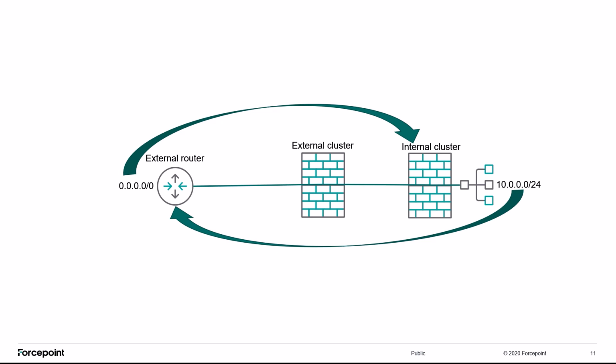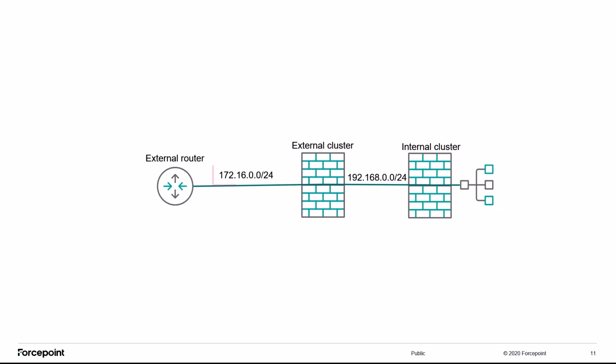the NGFW clusters. Network 172.16.0.0/24 is between the external router and external cluster. Network 192.168.0.0/24 is between the internal and external clusters.